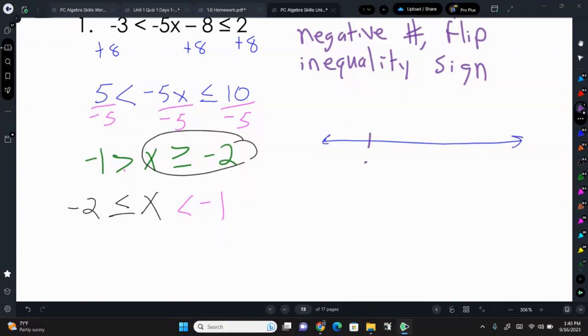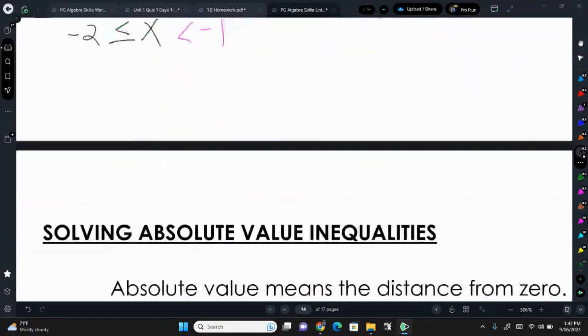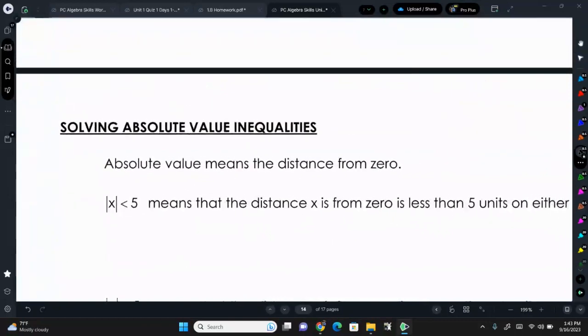So we have -2, -1. X is greater than or equal to that, so we're going to do a bracket, but less than -1. So it's going to be everything in between. I know that can be a little bit confusing, so you just got to be very careful that when you're moving your signs around, you're still saying the same thing.